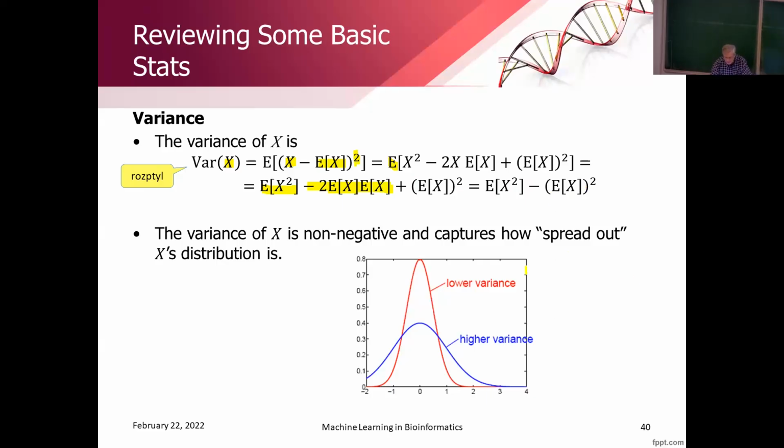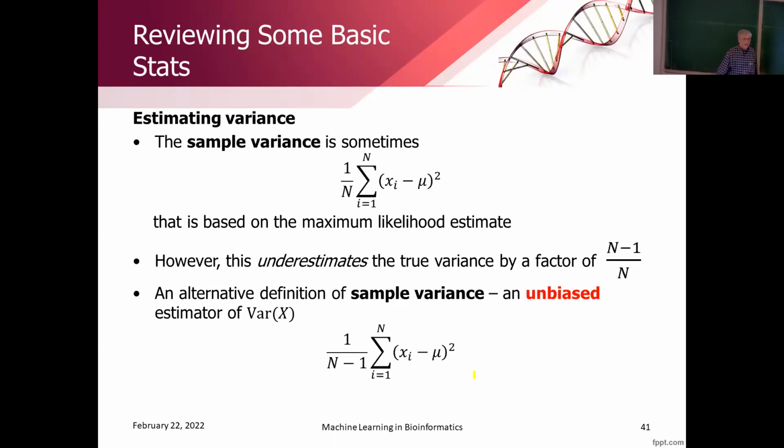And if we have a lower variance, it means that the values of the random variable are in general closer to the mean, and with higher variance, they are spread farther. So these are density functions for some normal distribution with a lower variance and with higher variance. And we would like to estimate the variance.